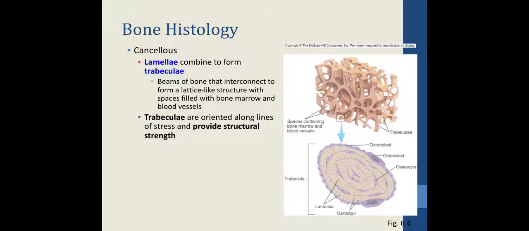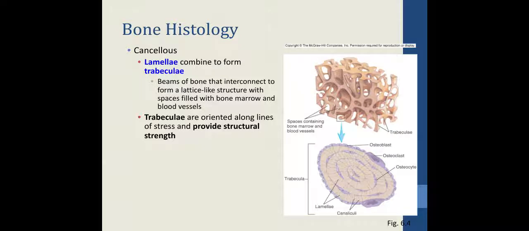So when we're talking about this more spongy shaped bone, the cancellous bone, we've got this lamellae, and that combine in order to form what we call that trabeculae. So really, that's a lot of vocab to just say that these little beams of bone interconnect and make this lattice spongy-like structure. And inside of that, we have bone marrow and we have blood vessels.